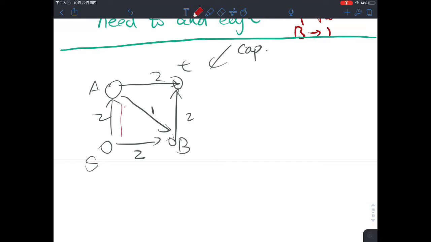Just find an arbitrary path, right? So let's say we choose this pathological path. After we find this path, let me just keep two things. One would be just the flow network we have so far, so S, A, B, T.